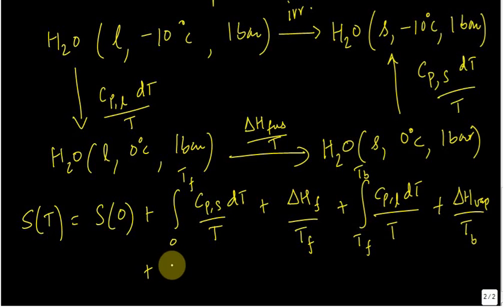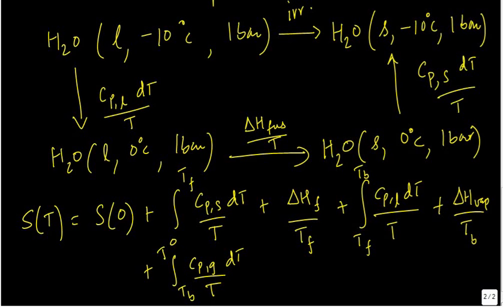whatever is being added, plus integral from boiling temperature till the temperature that I have defined, T, of Cp of gas dT by T. I mean, it depends on where the temperature is. I may not have the rest of the terms. Now, I could in principle write like that if I knew what exactly is the behavior of these terms.